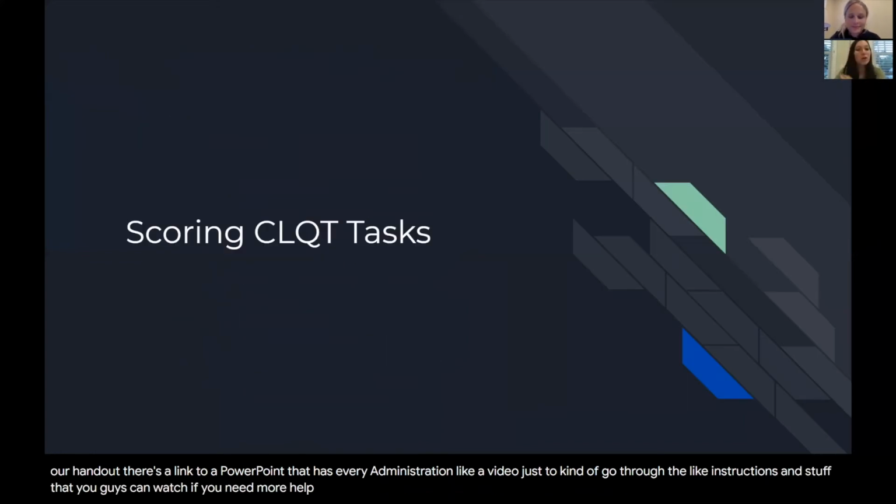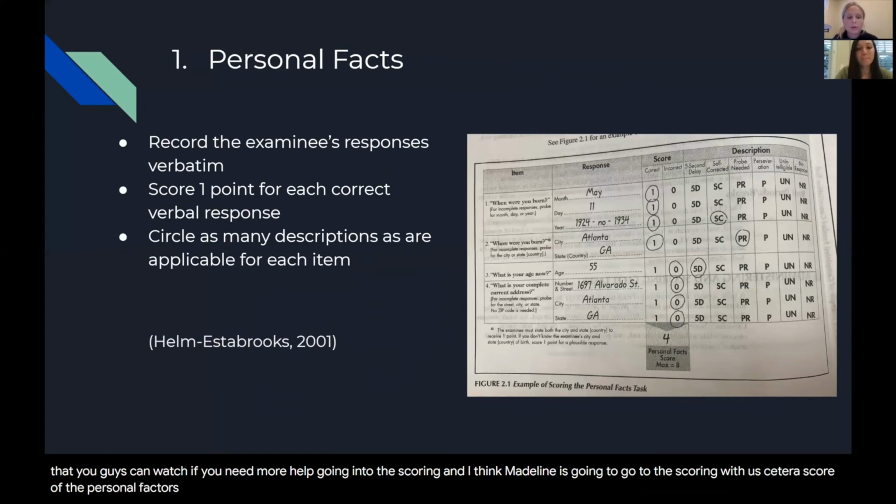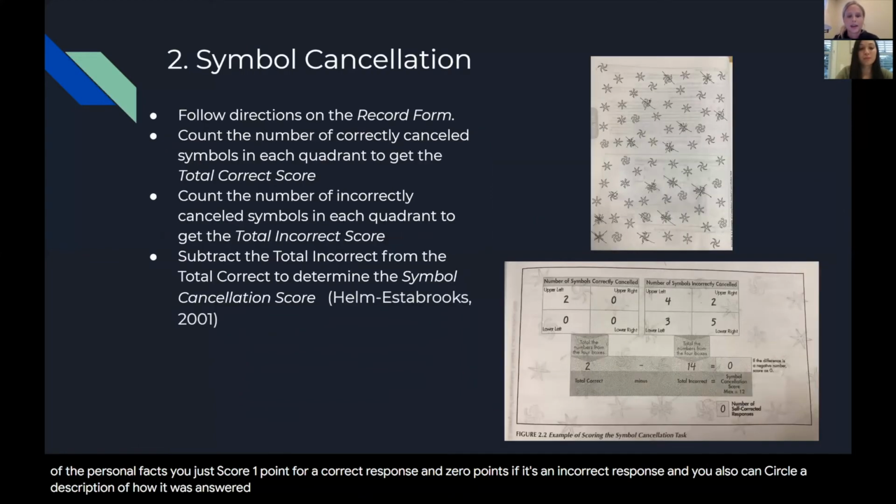So now we're going into the scoring, and I think Madeline's going to go through the scoring with us. So to score the personal facts, you just score 1 point for a correct response and 0 points if it's an incorrect response. And you can also circle a description of how it was answered. And all of the really specific scoring instructions are on the record form.